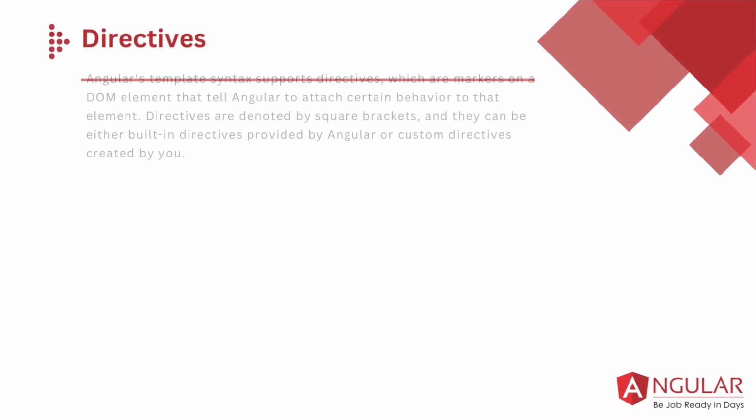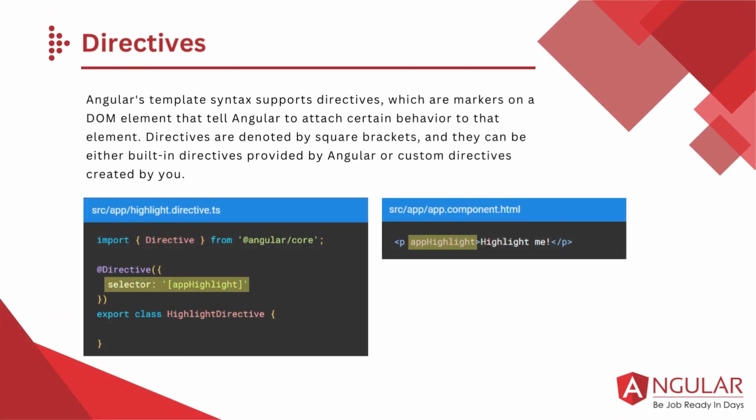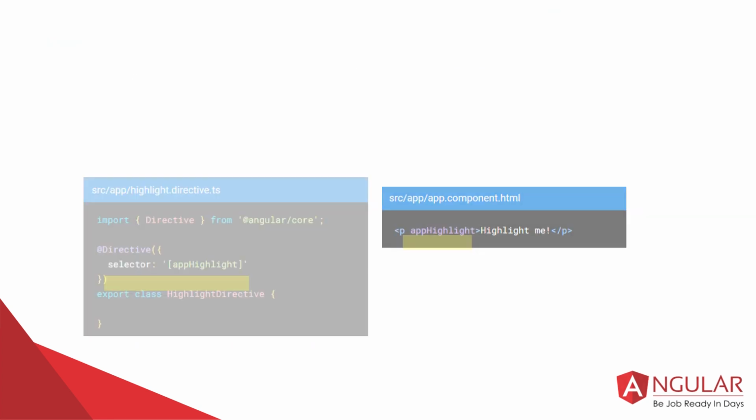6. Directives. Angular's template syntax supports directives, which are markers on a DOM element that tell Angular to attach certain behavior to that element. Directives are denoted by square brackets, and they can be either built-in directives provided by Angular or custom directives created by you.